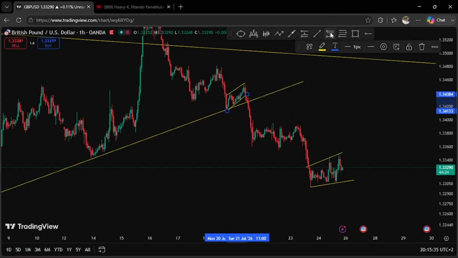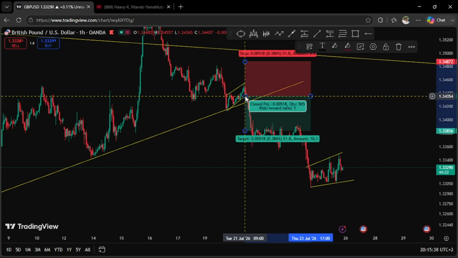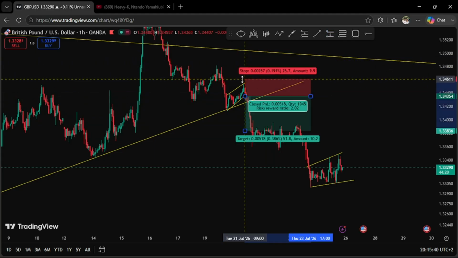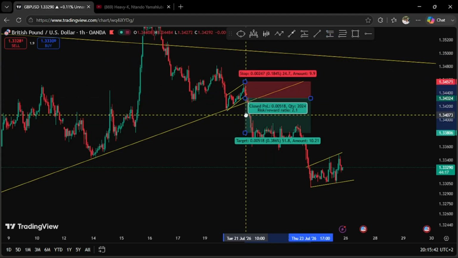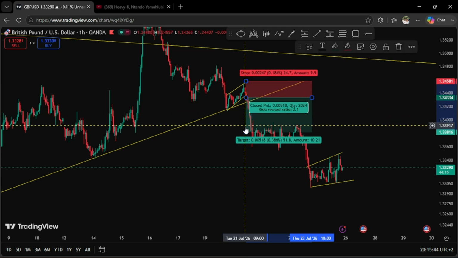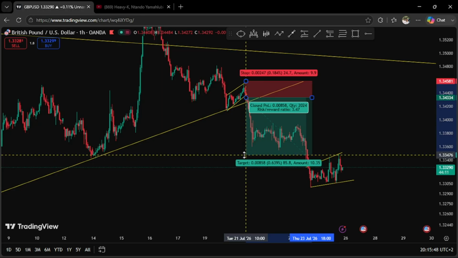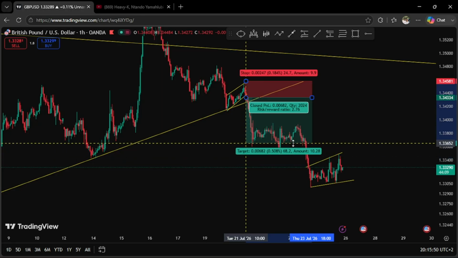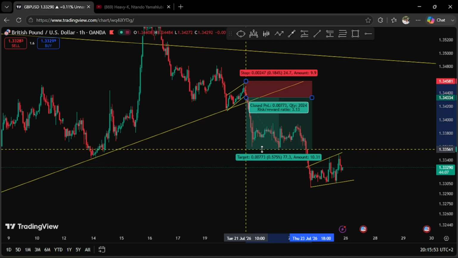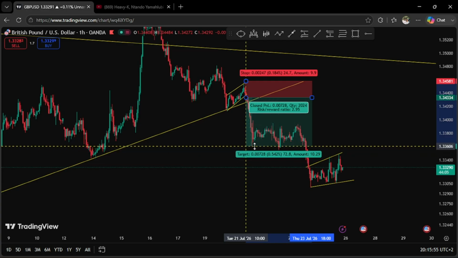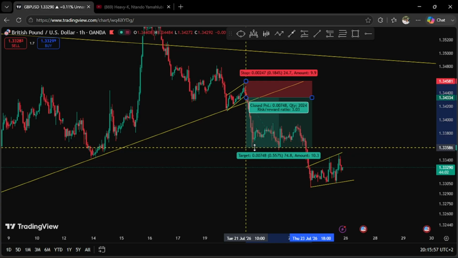So I entered this sell and I placed my stop loss here, which was like 27. So I entered here, and then I targeted. I just targeted here first, but I didn't go out because I just closed my trade. I think I closed them here on this 72.8 pips. Yeah, this is where I closed it.